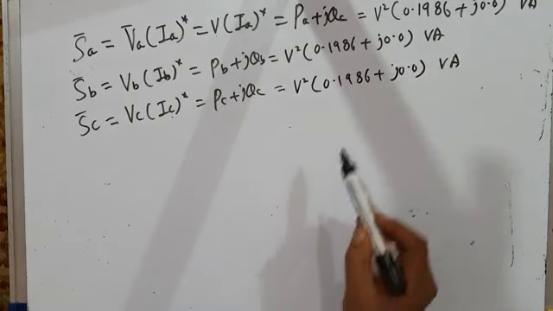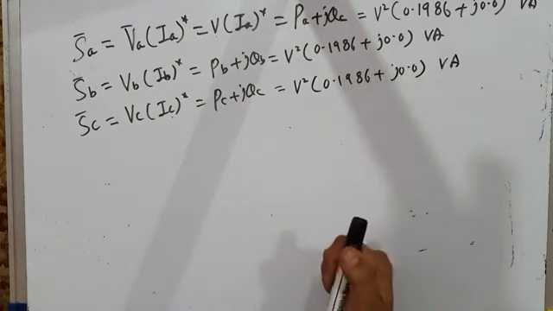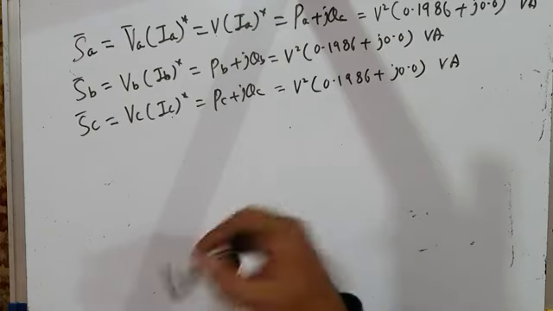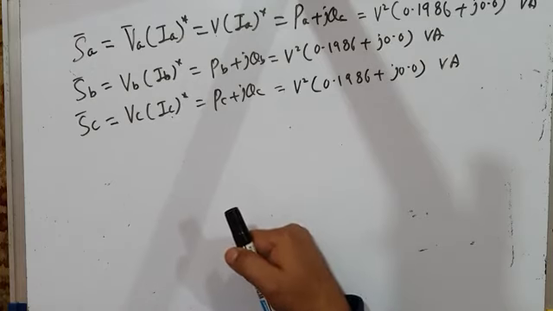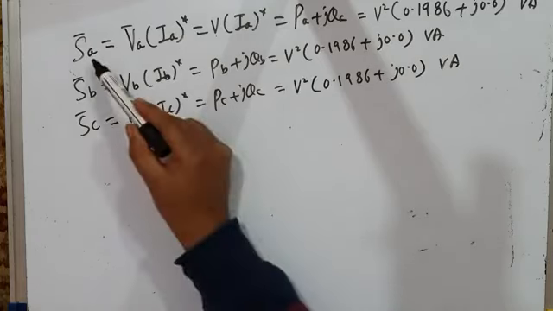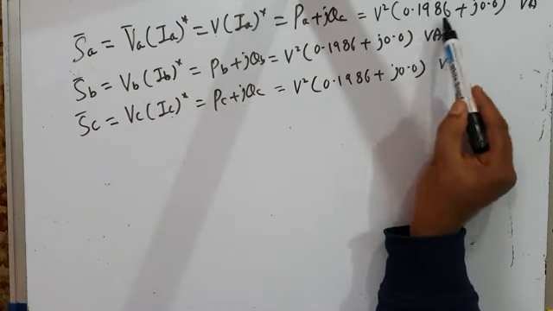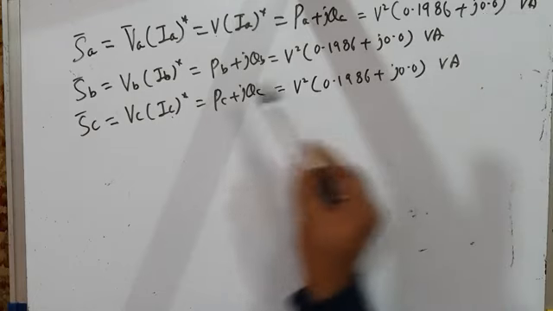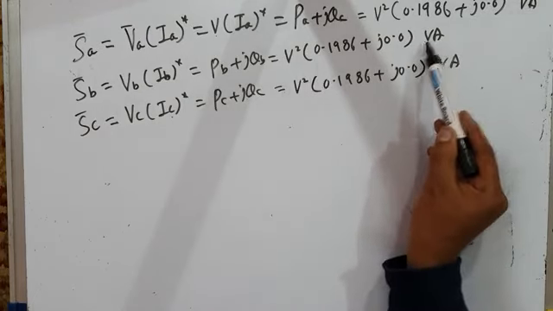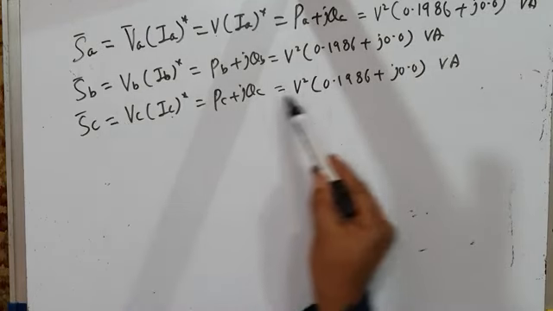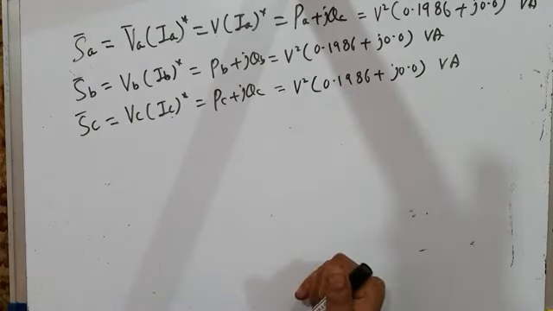Now you can see that all the three phases are drawing an equal amount of apparent power, which was not the case when the load was unbalanced. Phase A draws an apparent power of V square times 0.1986 plus j0.0 volt ampere. The same apparent power is drawn by phase B, and the same amount is drawn by phase C.